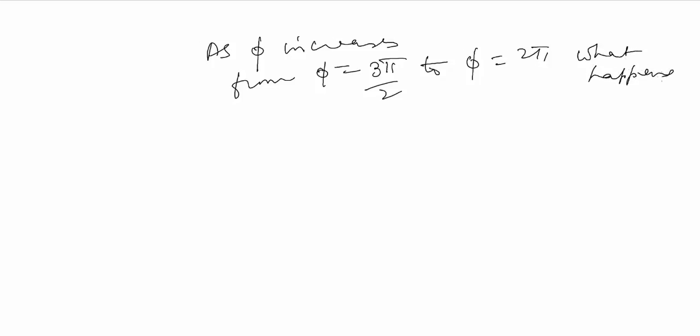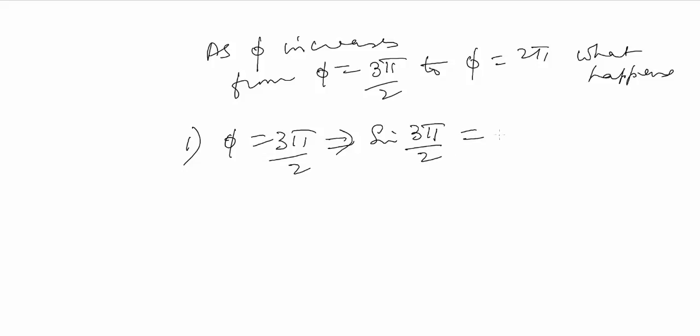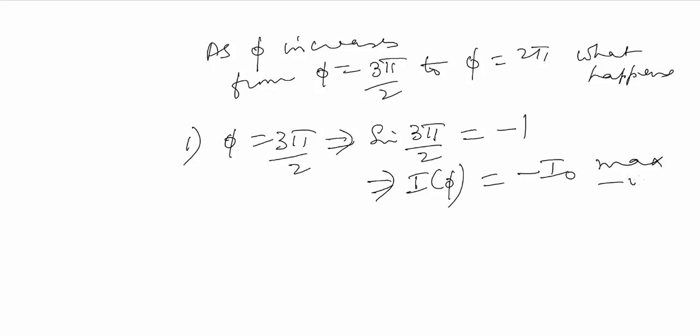Now I will recall whatever we have done. If phi equal to 3 pi by 2, this implies sine of 3 pi by 2 equals minus 1. That again implies I as a function of phi for phi equal to 3 pi by 2 becomes minus I naught, maximum negative. That was probably number 7.